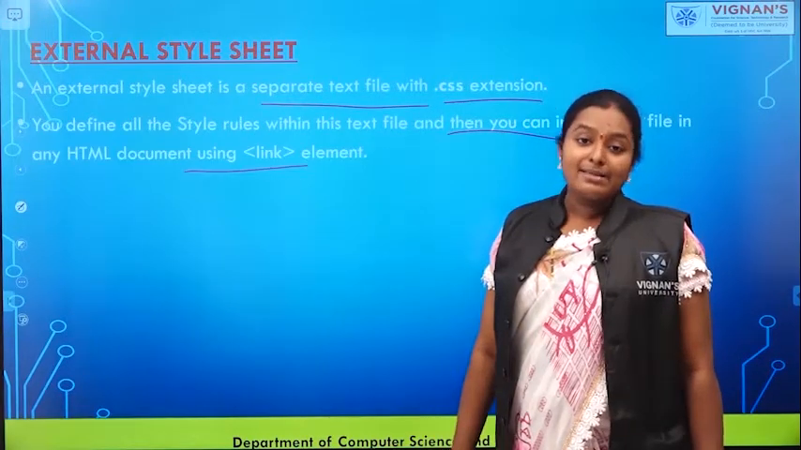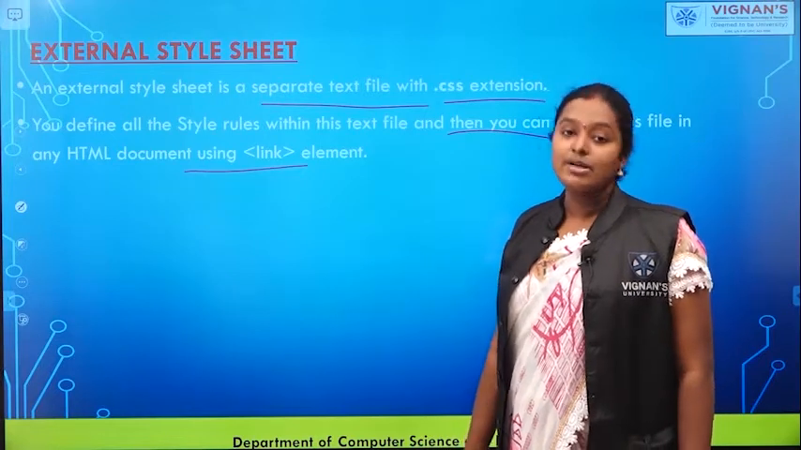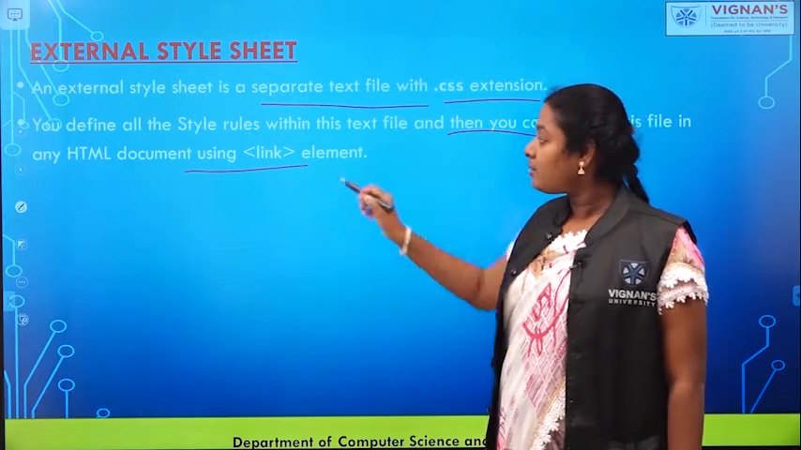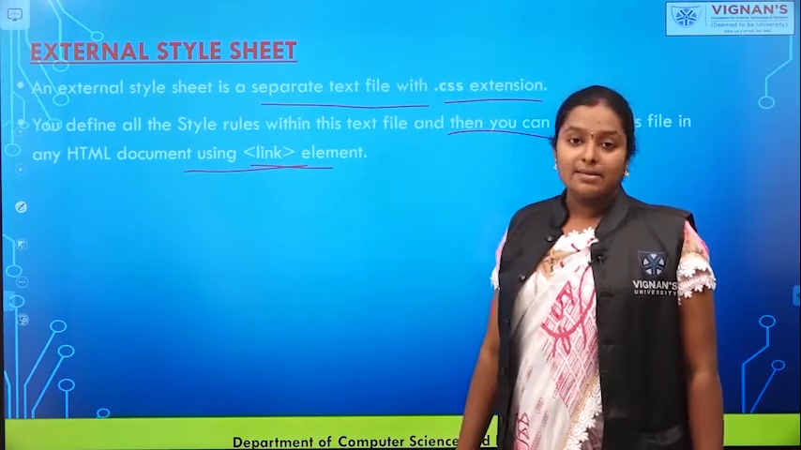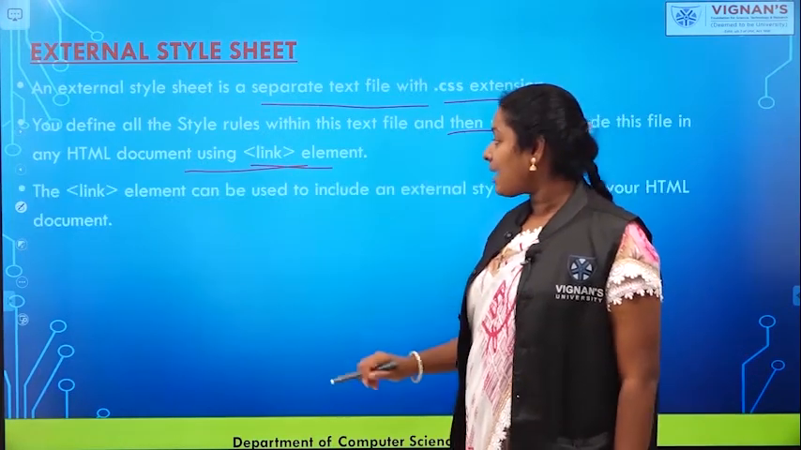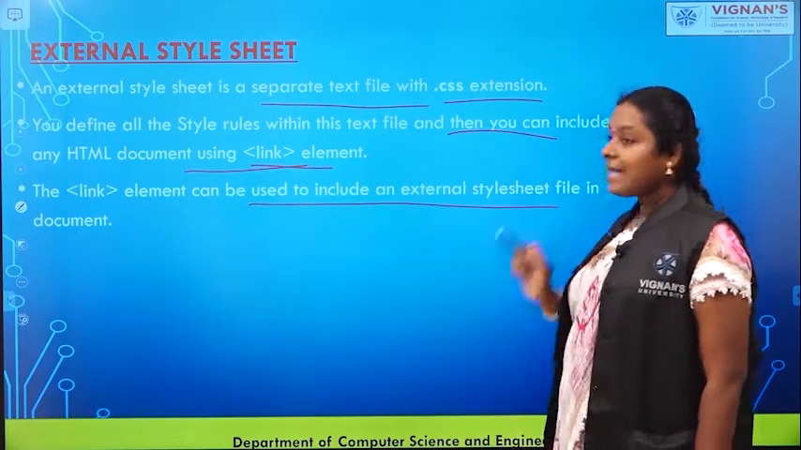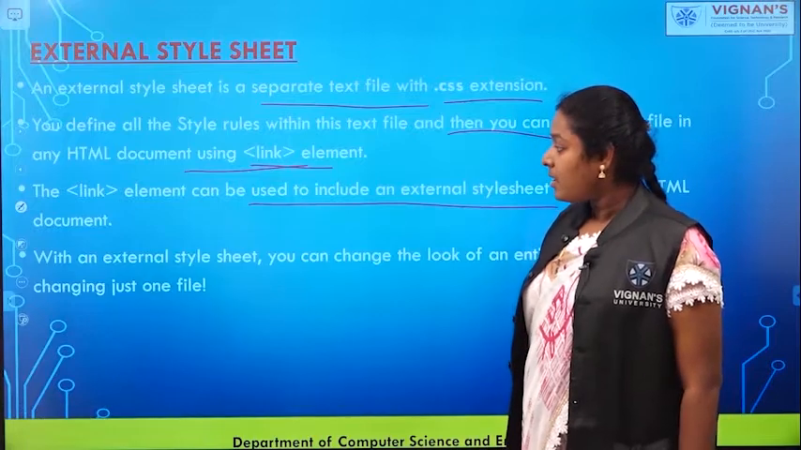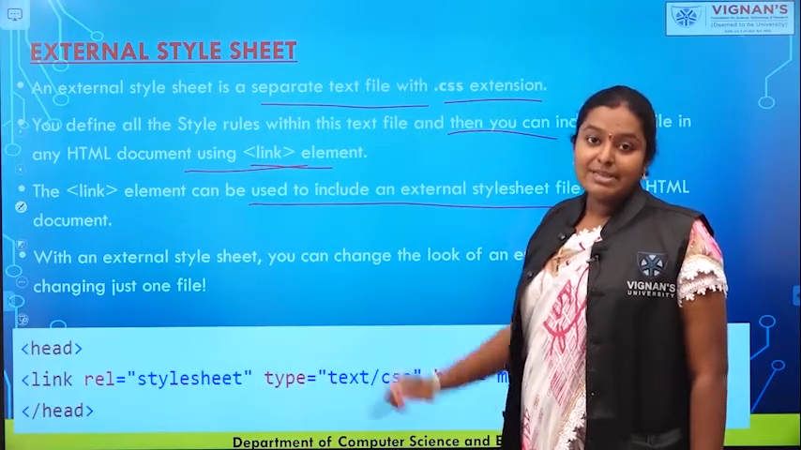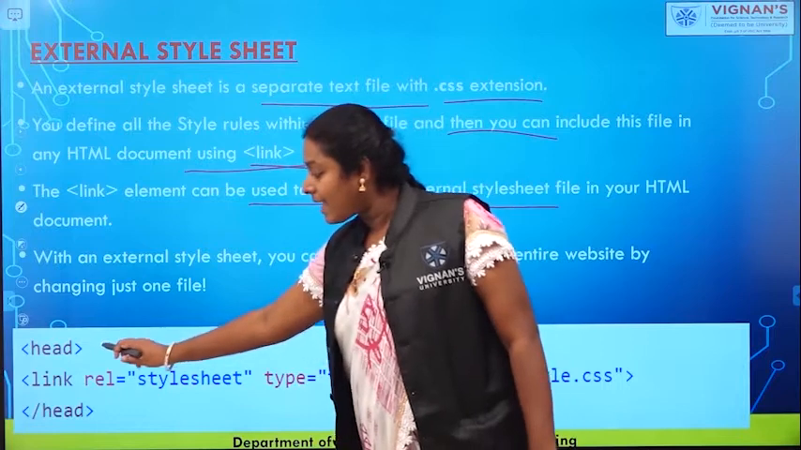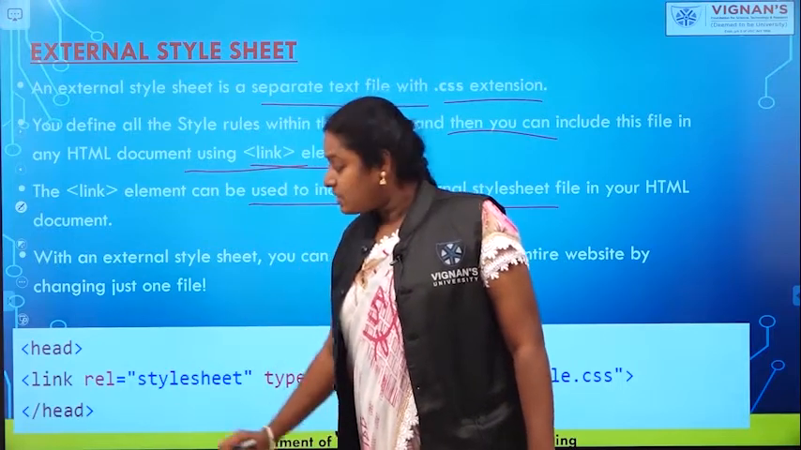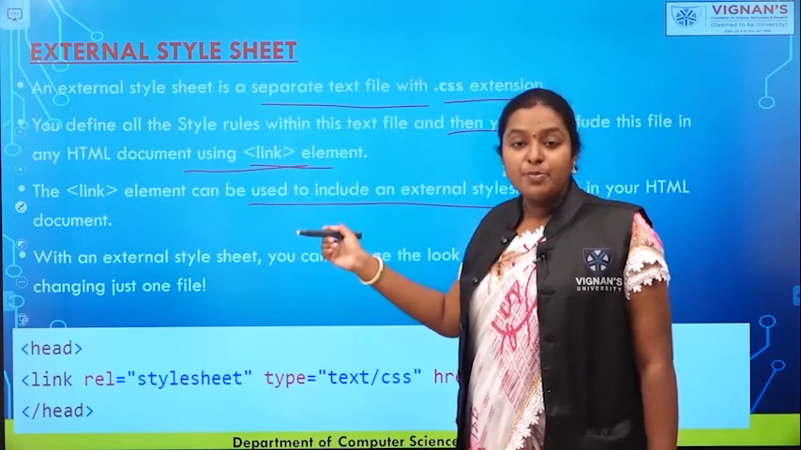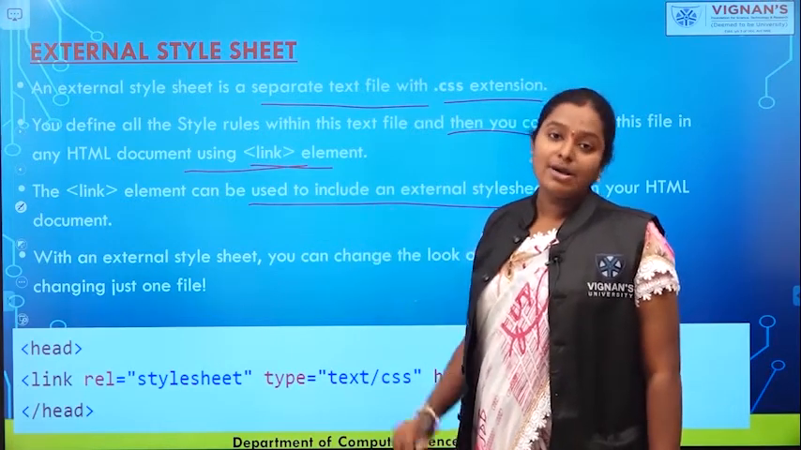So how to link the .html file and .css file? For linking the HTML file and CSS file, you have to use a tag called the link tag. The link tag can be used to include the external style sheet into the corresponding .html file. The syntax for the link tag is: within the head tag, you have to write the link tag. What is the purpose of the link tag? It is used to link the corresponding HTML file and the .css file.